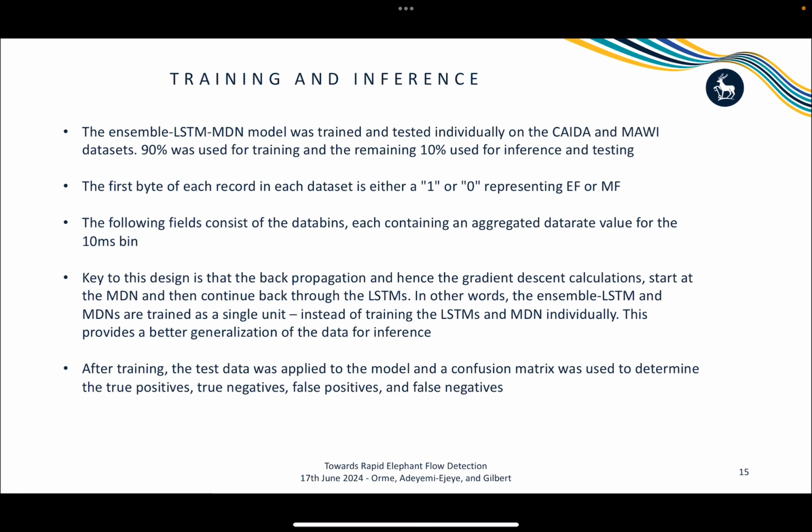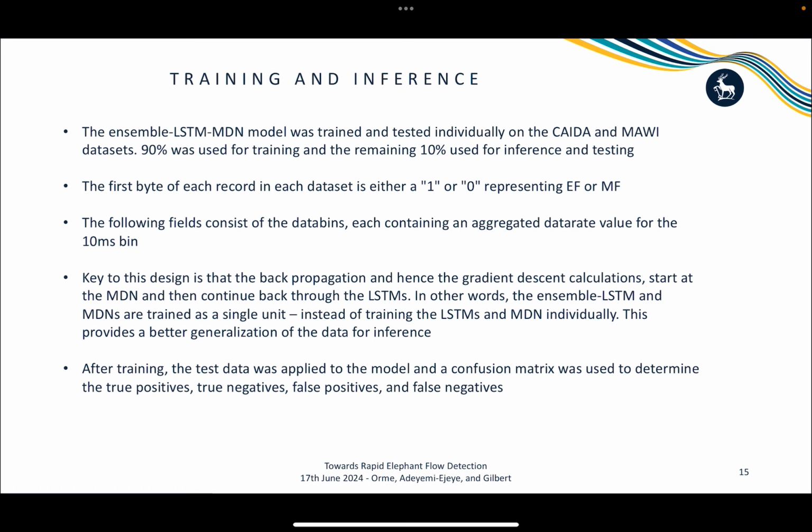Each of the pre-processed CAIDA and MAWI datasets were partitioned with a ratio of 90 to 10, where 90% of the data was used for training and the remaining 10% was used for testing. The testing data had never been seen by the model. A key part of this design involved training all of the LSTMs and MDNs simultaneously using backpropagation. Normally the models would be trained in isolation, but we found that training all of the models as a complete sequence gave more reliable results.